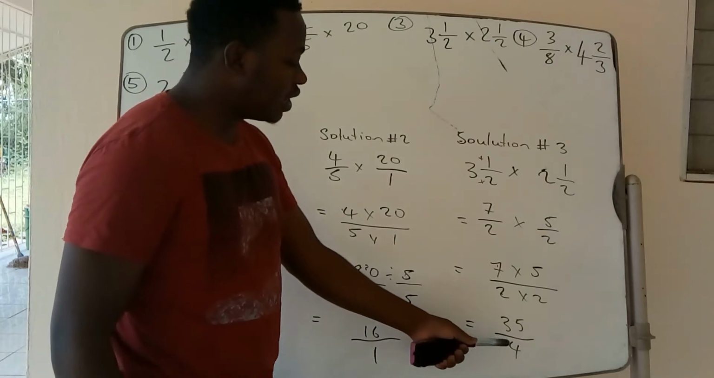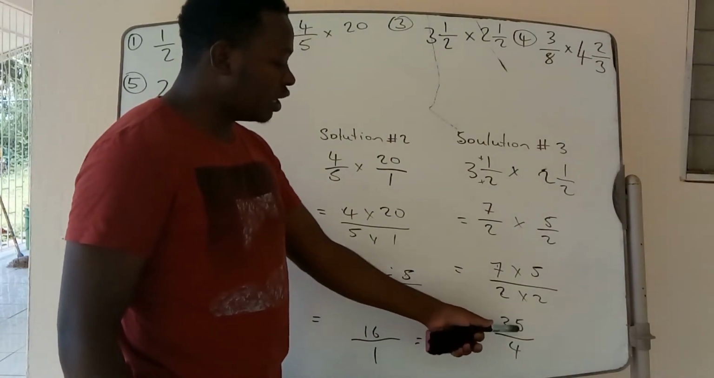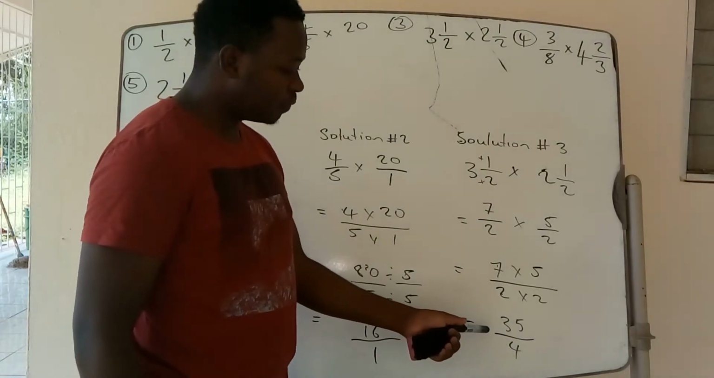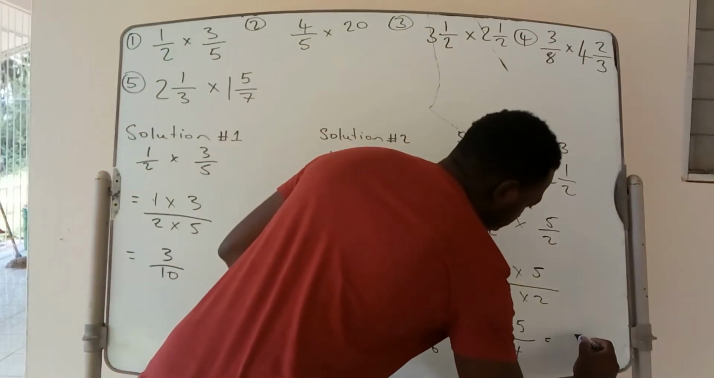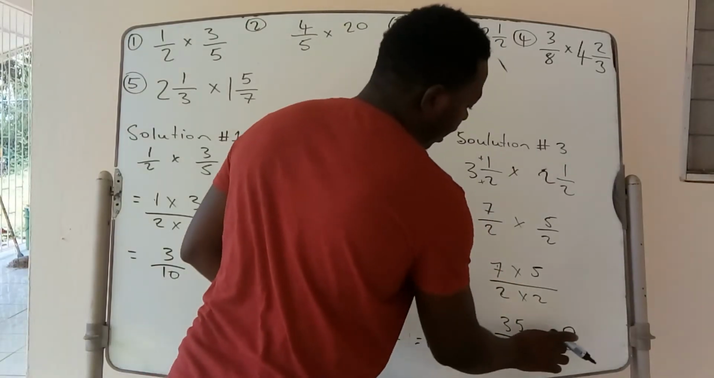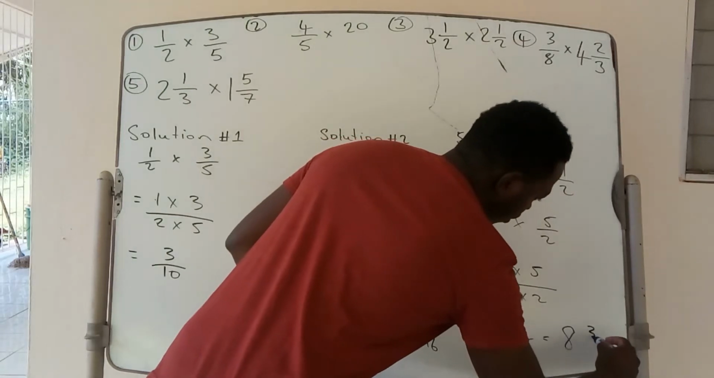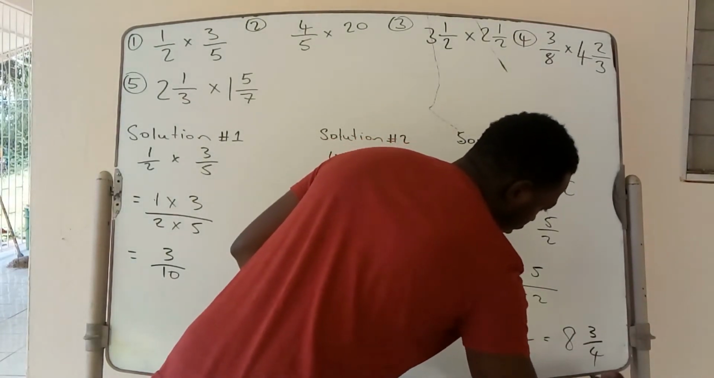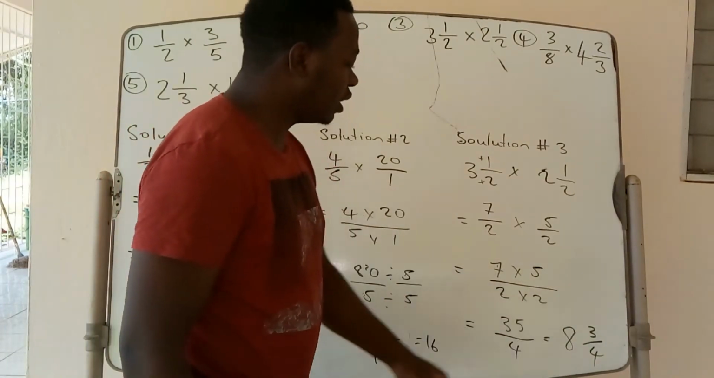So you can ask yourself, how many groups of 4 can you get out of 35? And that's going to be 8, because 4 times 8 is 32, so 3 is going to be left. So that's going to be your numerator over 4. So your answer as a mixed number is 8 3/4.